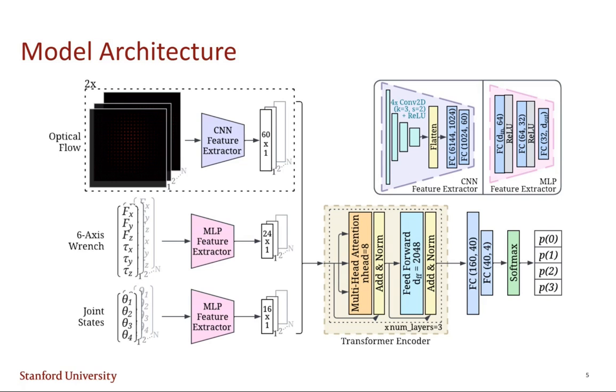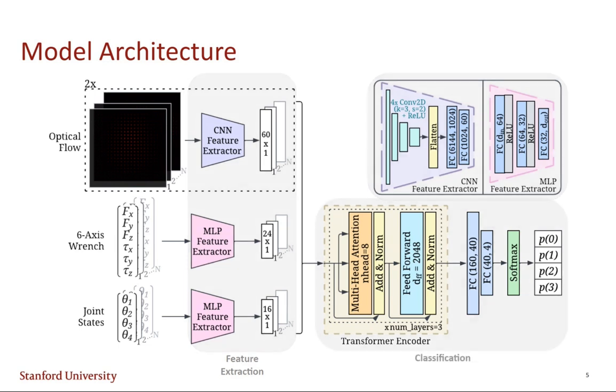Here is the architecture of our classifier model. As mentioned, the model takes the optical flow, 6-axis wrench, and joint state data sequences as inputs. Each input goes through a feature extractor to capture notable patterns that differentiate between classes. The optical flow feature extractor uses a CNN structure, while the wrench and joint state feature extractors are multi-layer perceptrons.